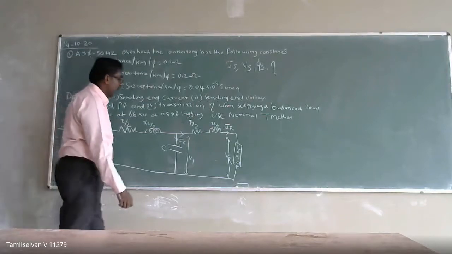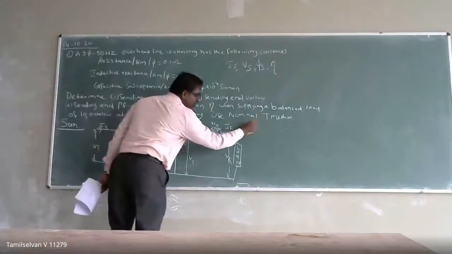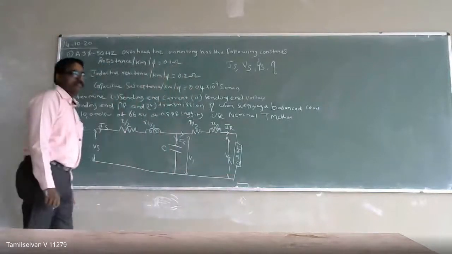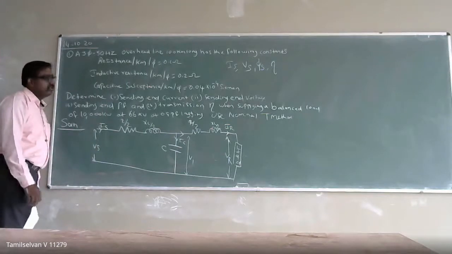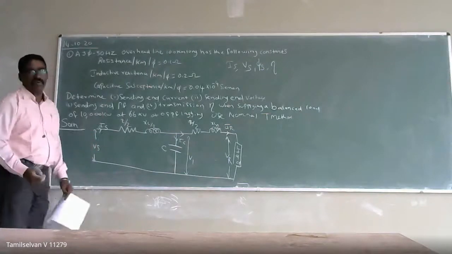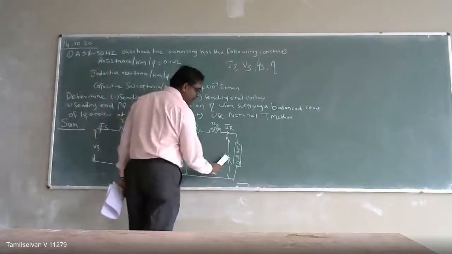Okay, so here remember we are placing the capacitor at the midpoint of the transmission line. So that's why this method is called the nominal T method. From this we can draw the vector diagram, and based on that you can calculate the current. For drawing this vector diagram, we take the receiving voltage as the reference.